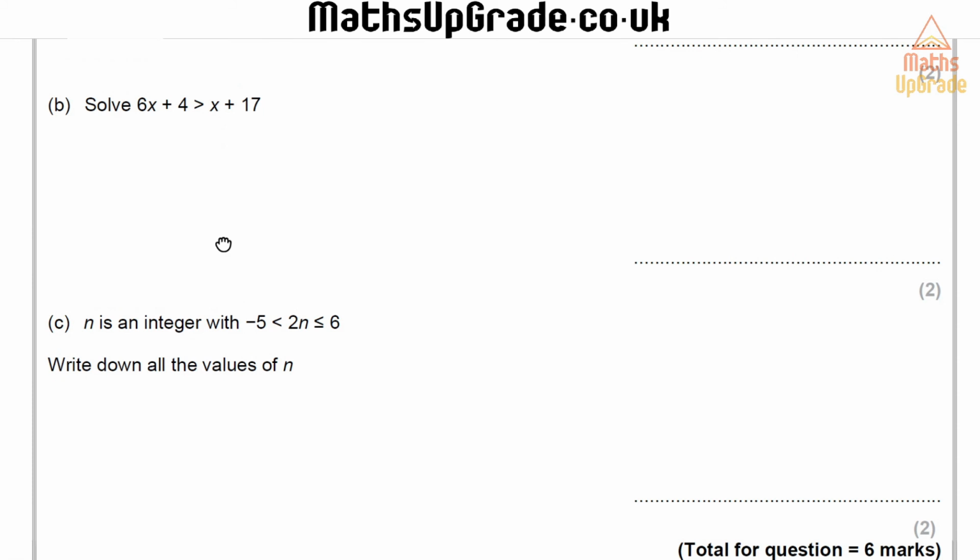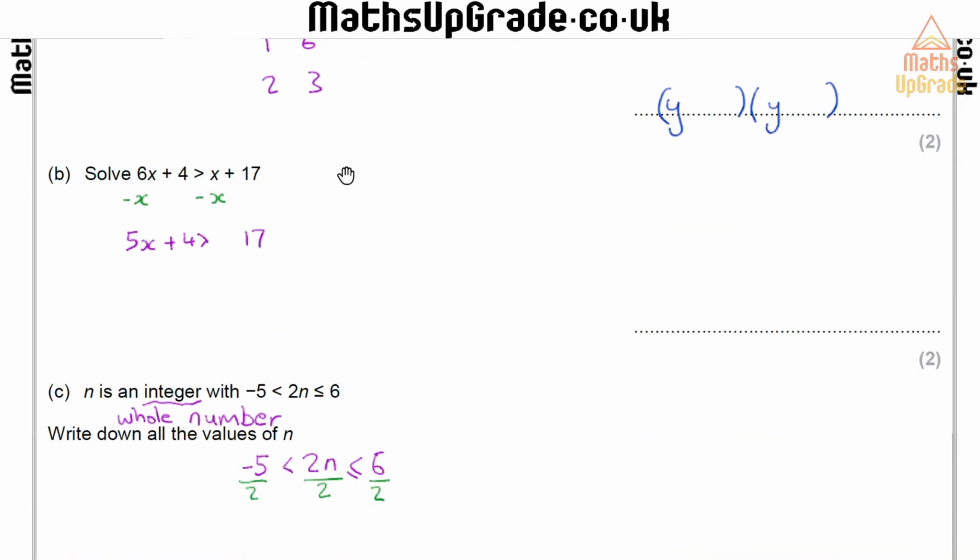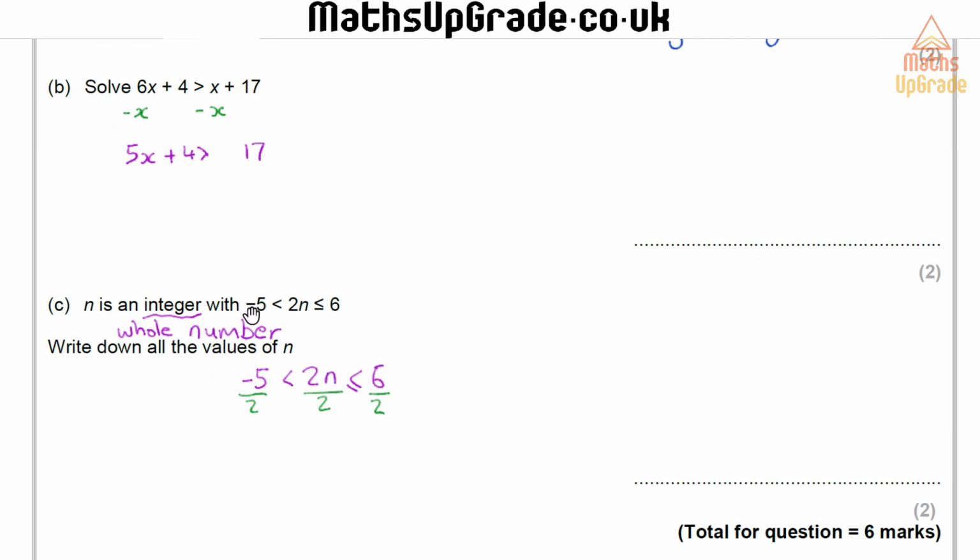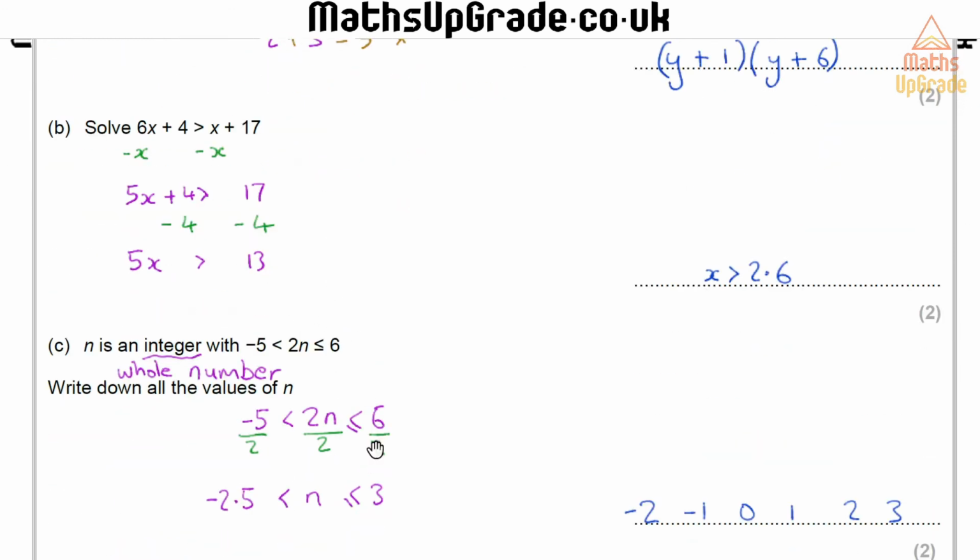In part C, n is an integer with negative 5 less than 2n, and that's less than or equal to 6. So first of all, I need to get n by itself. So to get n by itself, I'm going to divide everything by 2. So divide this side by 2, divide the middle by 2, divide that side by 2. That gives me negative 2.5, which is less than n, which is less than or equal to 3.